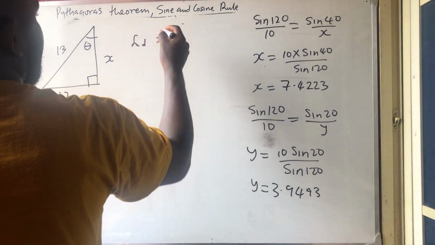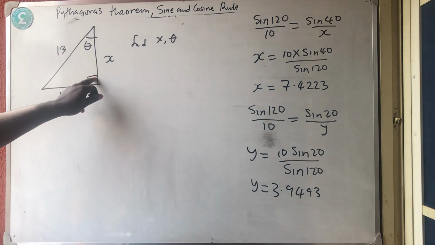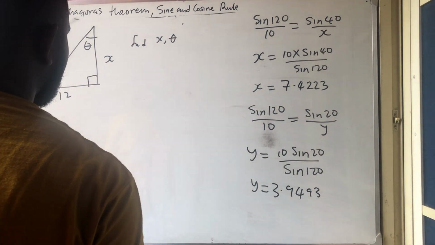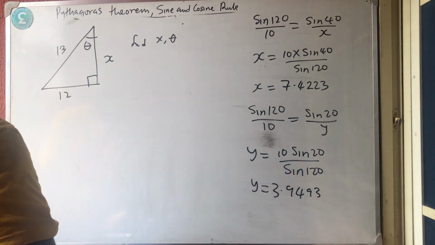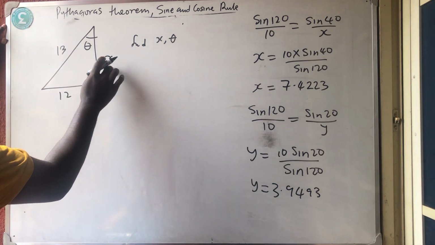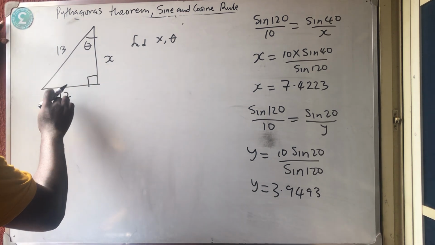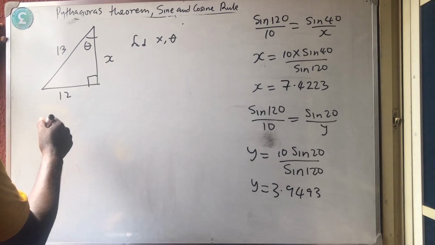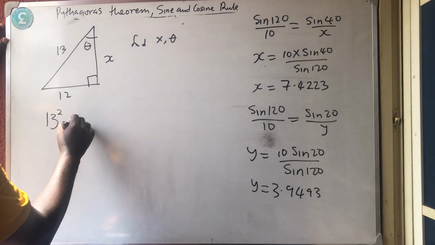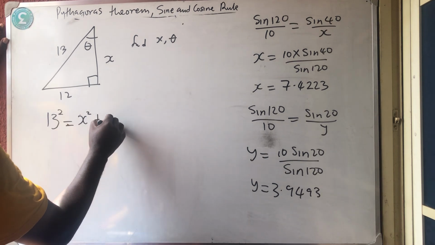Now, if you look at this, this is a right angle triangle. So I don't have any business with sine and cosine rule. So the business I have is Pythagoras theorem and SOHCAHTOA. So using Pythagoras, whenever two sides are given and one side is missing, you can use Pythagoras. Pythagoras said start from the hypotenuse. 13 squared is equal to x squared plus 12 squared.